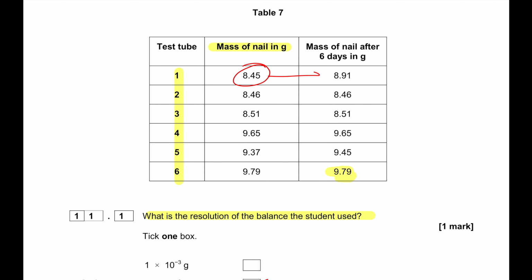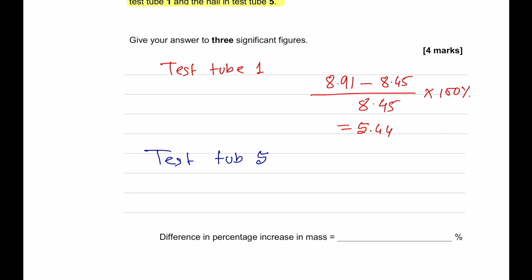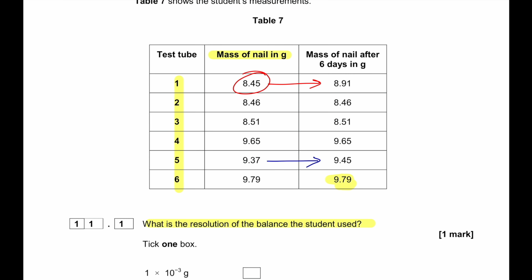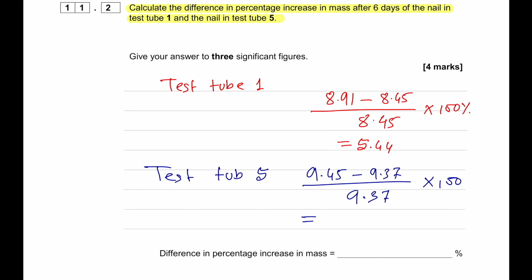We can see there is an increase in mass. 0.91 minus 8.45 divided by the original mass that we started from, times 100%, will give us the percentage increase, which is 5.44%. In test tube 5, you can see the mass has increased only by a little bit. 9.45 minus 9.37 divided by 9.37, times 100%, gives us a value of 0.854. To find the difference in percentage, we do 5.44 minus 0.854, which is 4.586, or 4.59.